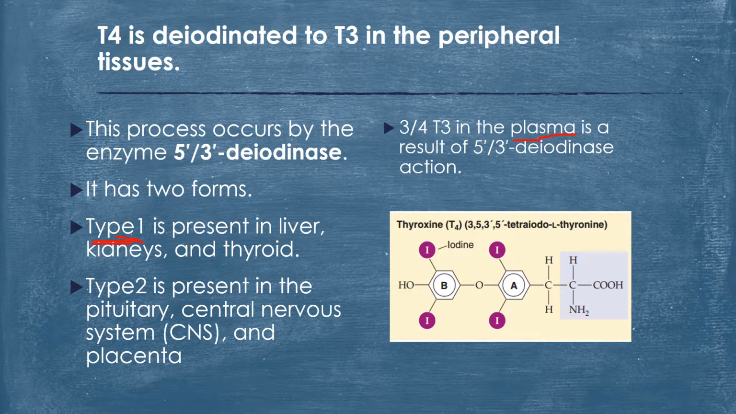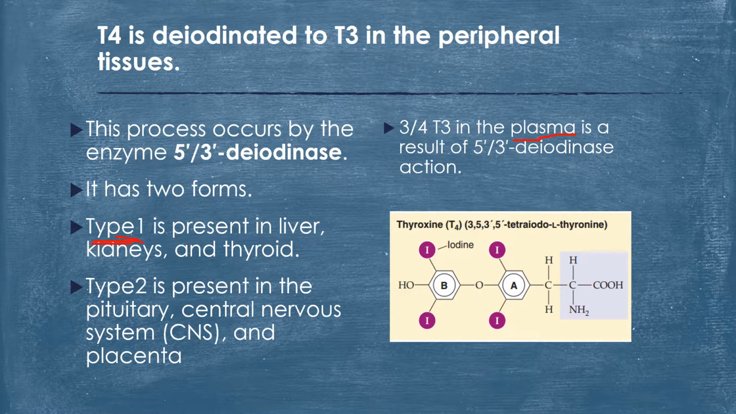Type 2 is present in the pituitary, and it forms the basis for the negative feedback process of the HPT axis. When the thyroid hormone is in the circulation at certain levels, T4 and T3 will enter the pituitary gland, and T4 will be converted locally in the pituitary. So T4 enters the pituitary and is converted into T3 locally by this type 2 enzyme. So the type 2 enzyme converts locally.